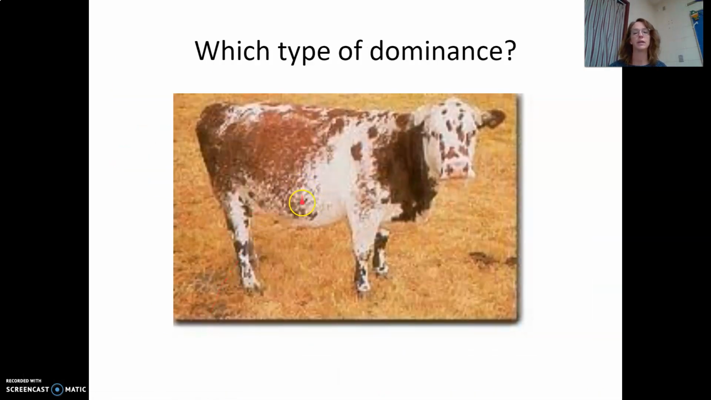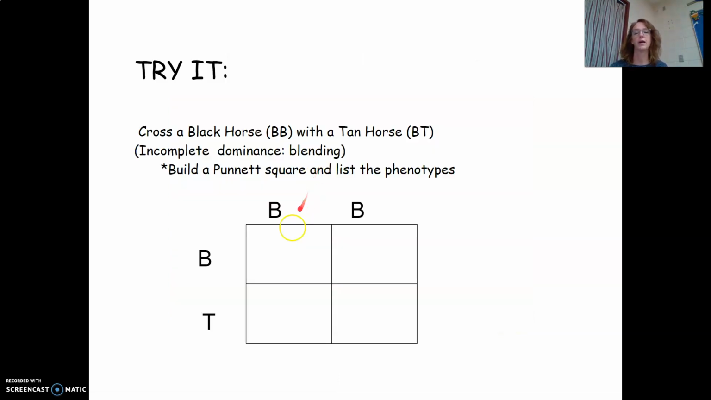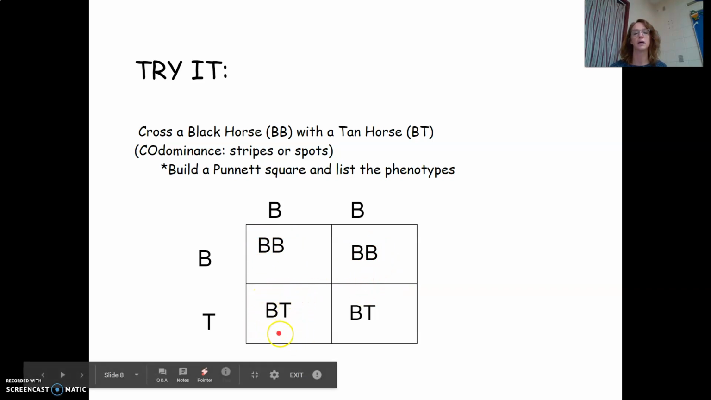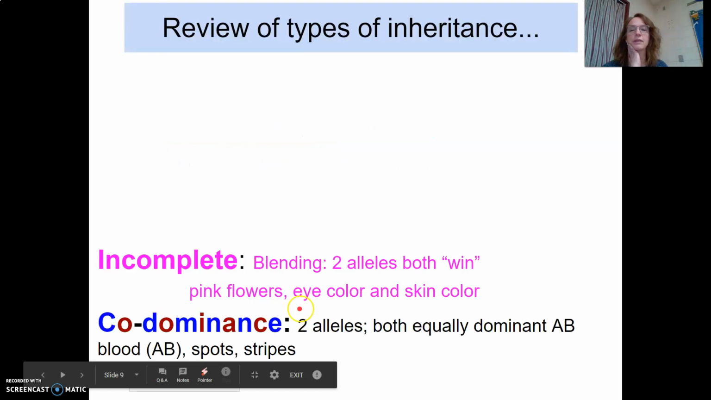Right here, what do we think we have? And if you said spots, you are right. So this is codominance. So I want you to try this, put these in the Punnett square. Let's say you have incomplete dominance, and what will it look like? They're going to look the same, but this one would be all black, and this one would be all black, and this one is going to be whatever black and tan is mixed together, which I think has a name, I can't remember, some weird color of mixing black and tan together.